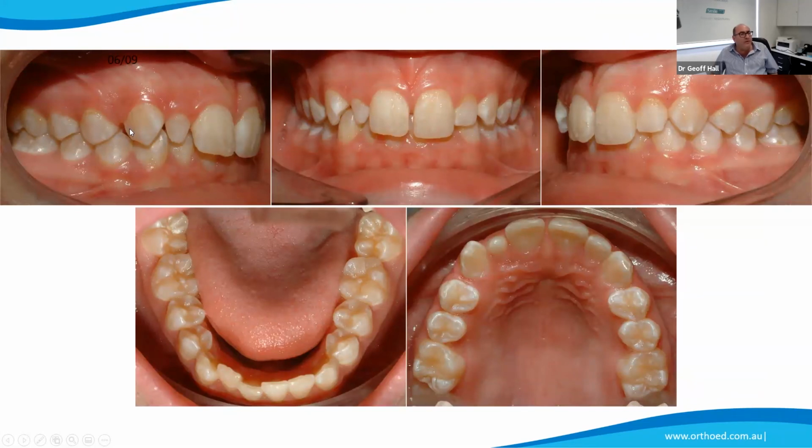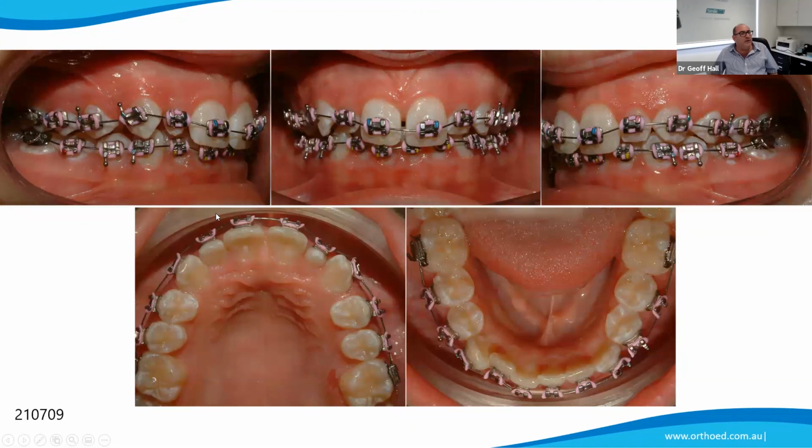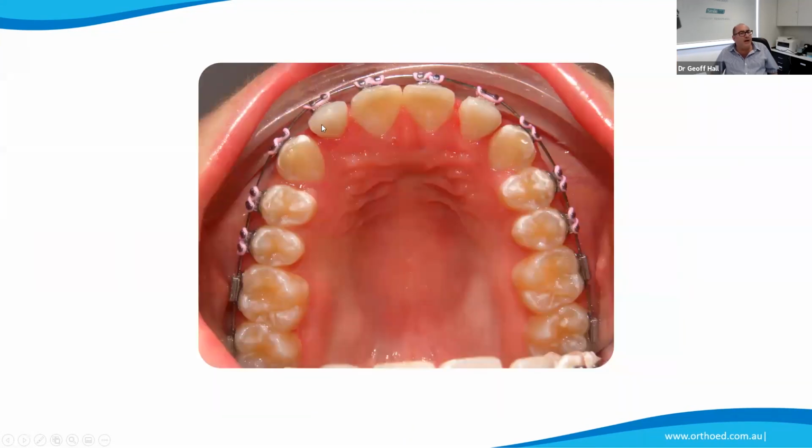So what we're going to do is open up the space for this tooth. So we're going to open up the space first. So I've opened up the space and I've made it a lot bigger. Then I've taken the bracket off. I've sent the patient back to the dentist and he's made a composite crown on that tooth.